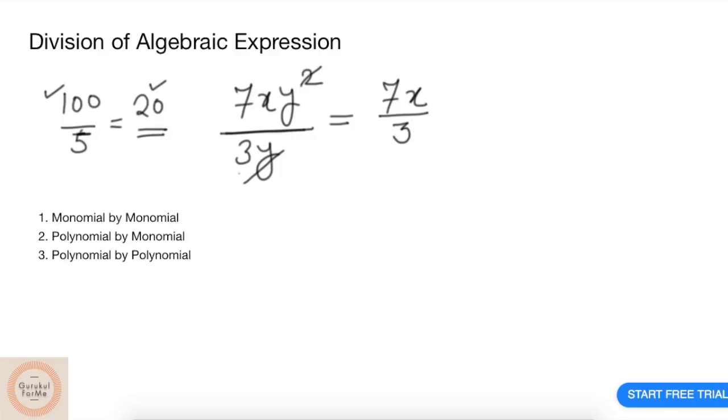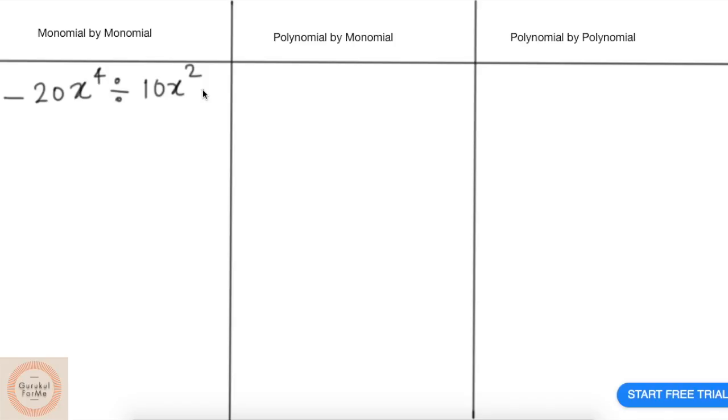Okay, so which are the various algebraic expressions that we will see for division? Now let us look at this. A monomial will be divided by a monomial, a polynomial will be divided by a monomial, and a polynomial will be divided by a polynomial. Let us take a monomial getting divided by a monomial. It's minus 20x raised to 4 divided by 10x square.